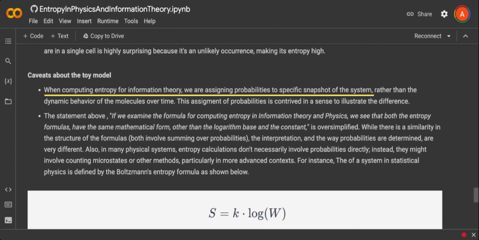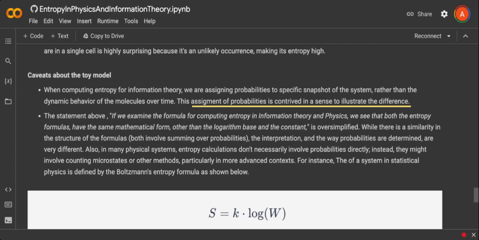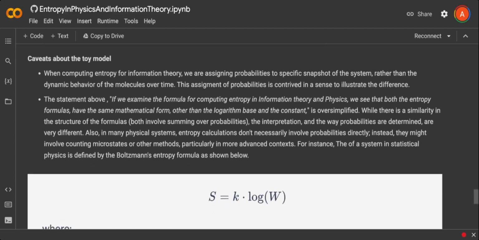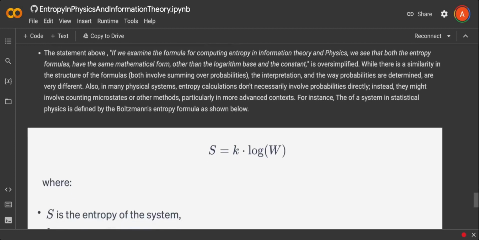When computing entropy for information theory, we are assigning probabilities to specific snapshots of the system, rather than the dynamic behavior of the molecules over time. Also, as mentioned earlier, the assignment of probabilities is contrived to illustrate the difference. We are also oversimplifying when we said the mathematical form of entropy in the two fields is the same.